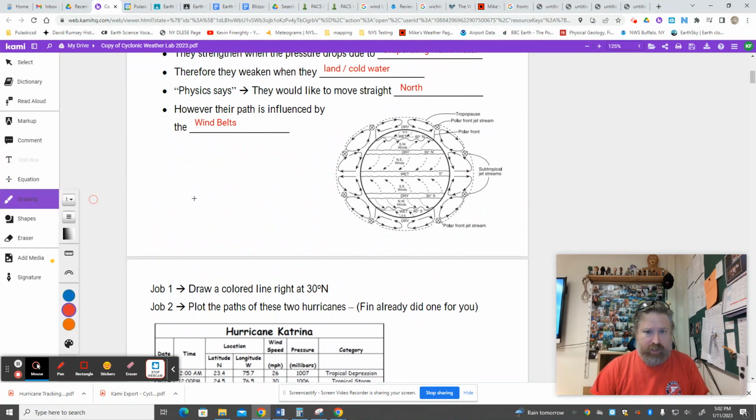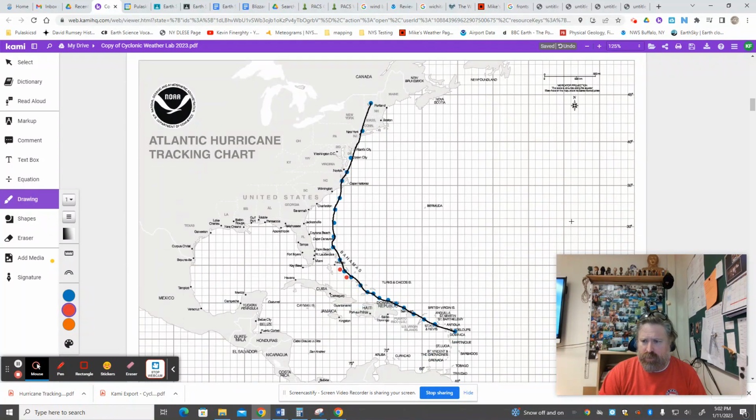And I'm doing that because of that. I'm not just making up, hey, let's do 30. 30 is that area where one belt is separated from the other. So draw a colored line, use your line tool. 30 degrees north is right here, and go right across.